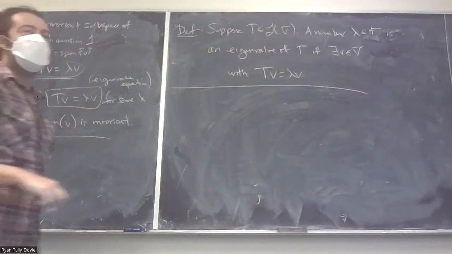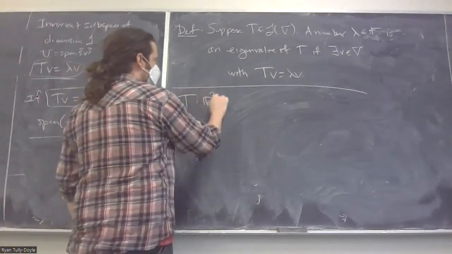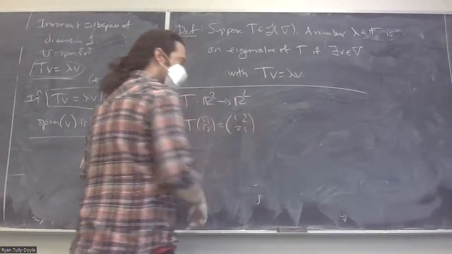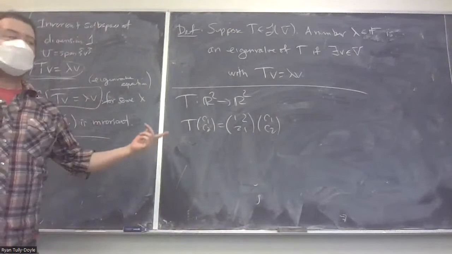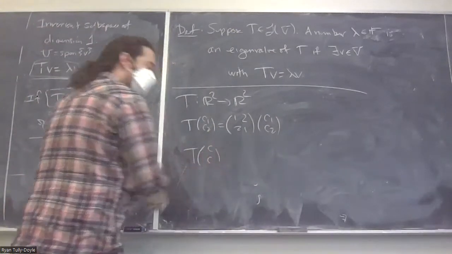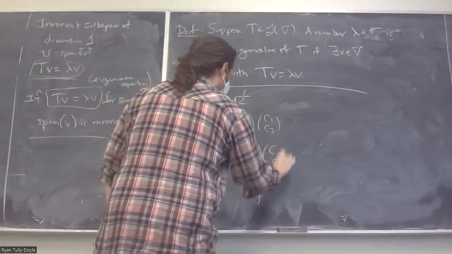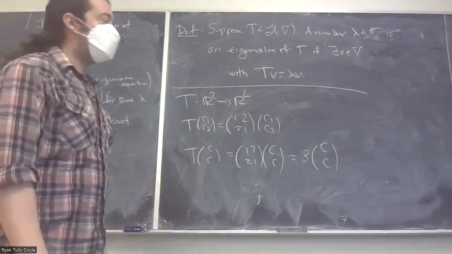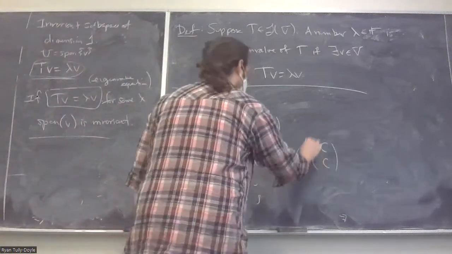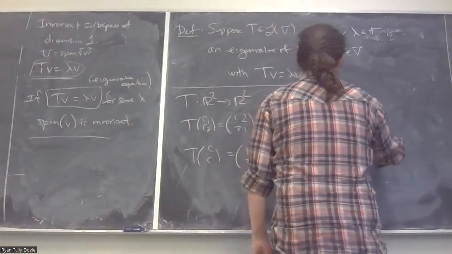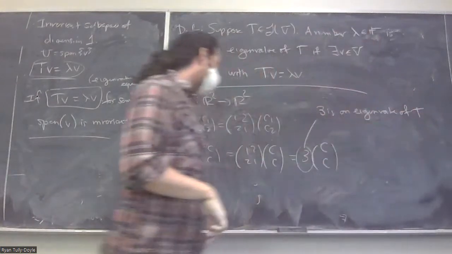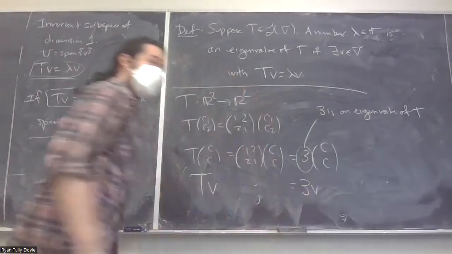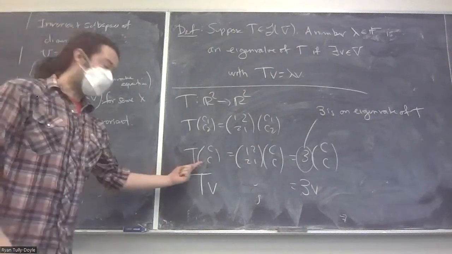So in the equation that I put up before, I had that example T that took R2 to R2 by T of (c1, c2) equal to the matrix [1, 2; 2, 1] times (c1, c2). That's a map on all of R2. I showed you that T of anything that looks like (c, c) is equal to [1, 2; 2, 1] times (c, c), which is equal to 3 times (c, c). And what that means is 3 is an eigenvalue of this map, because Tv equals 3v. There exists a vector that makes this equation true.